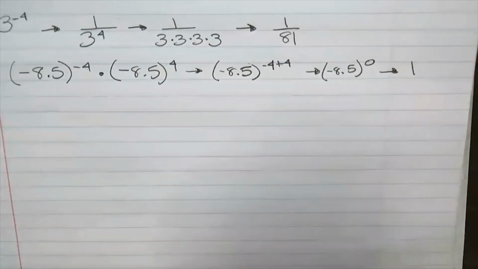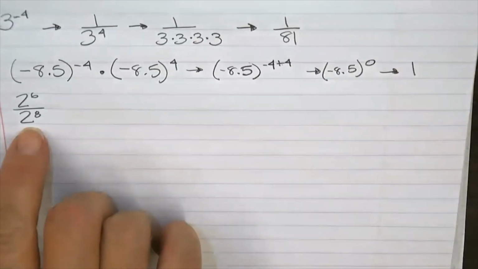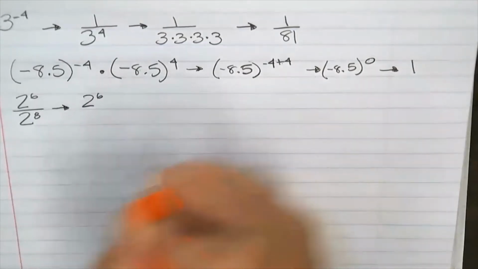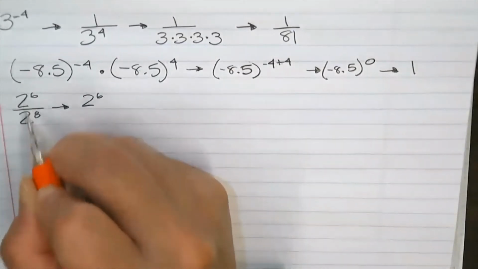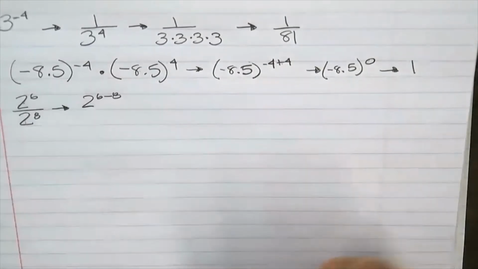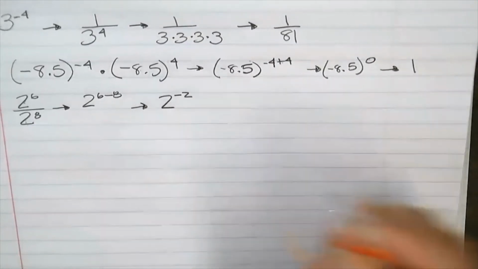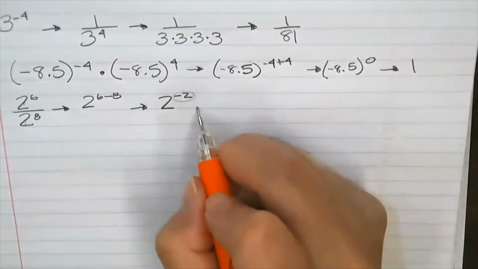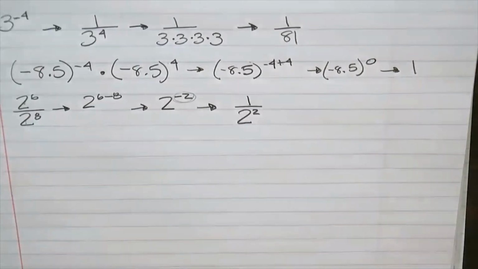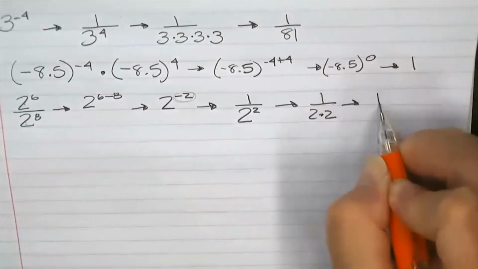Okay, let's do another one. 2 to the 6th power divided by 2 to the 8th power. This is what we did yesterday. We know that when we're dividing by the same base, we subtract the exponent in the denominator. So it's 6 minus 8. So I now have 2 to the negative 2. Because this is negative 2, that means it belongs in the denominator, which gives me 2 times 2, which is 1 over 4.